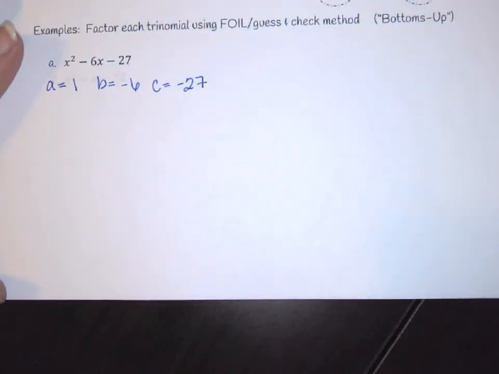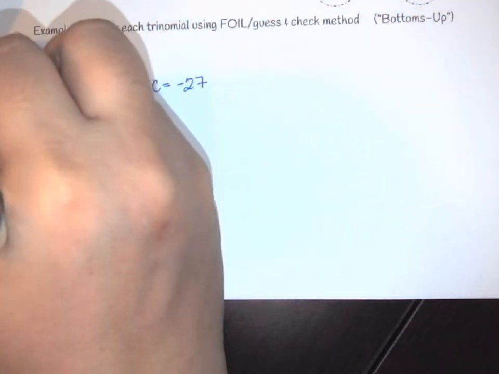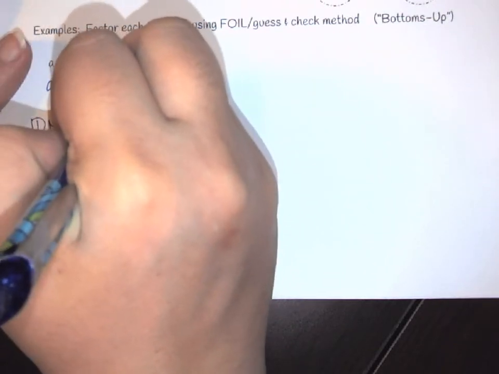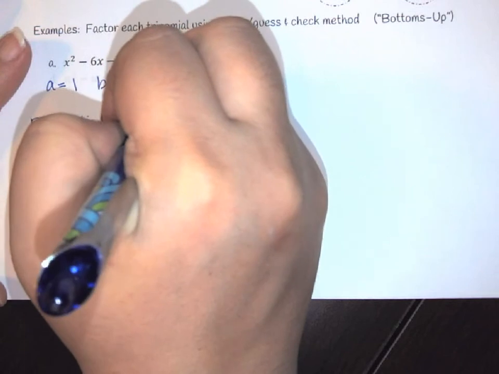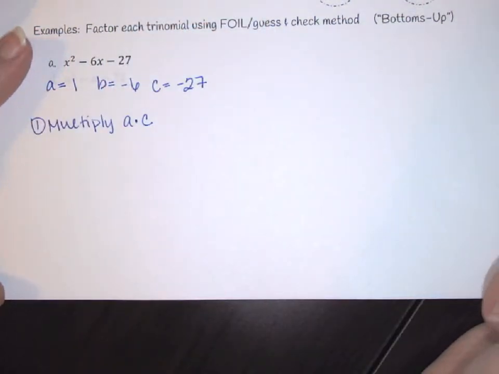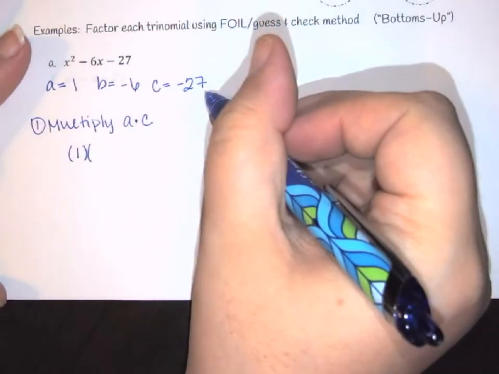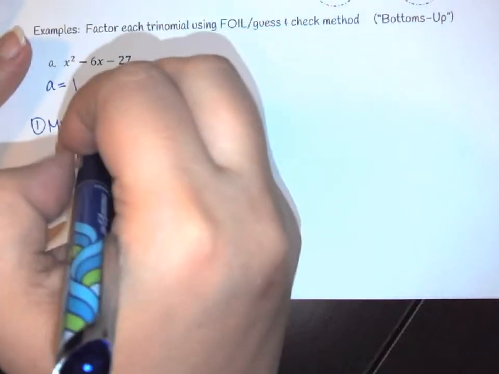So the first part says that you have to multiply A times C. Well, A is 1, so this is going to be 1, and I have to multiply that by C, which was -27.